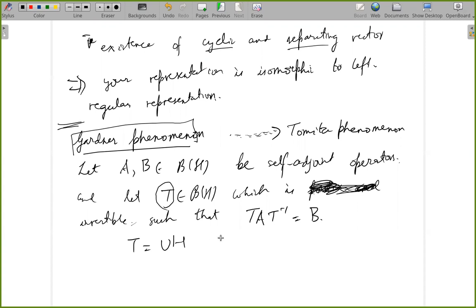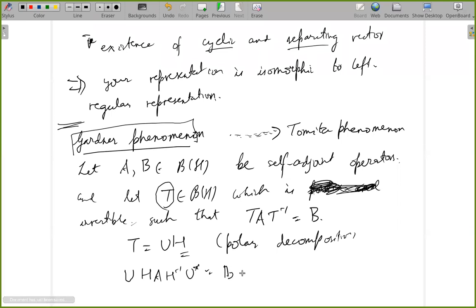So let's say this is the polar decomposition. So you have this unitary and you have this positive operator, and this H is actually an invertible positive operator. So now what can I say? Let me rewrite this. So I'll just replace T with UH. So I have this U star is equal to B. Now I'll just play around a little bit. So H inverse is equal to U star BU.